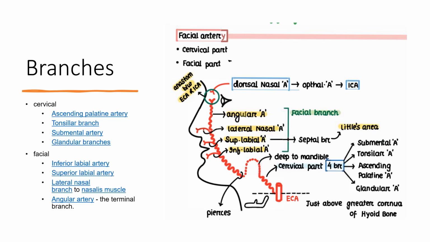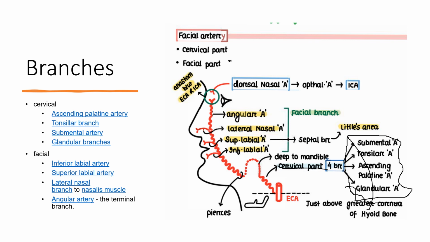We have 8 branches of this facial artery. First, we have the cervical branches, and then we have the facial branches. You can come to this diagram showing the cervical part here and the facial part here. In the cervical part, we have 4 branches: ascending palatine artery, tonsillar branch, submental artery, and the glandular branches. These are the 4 arteries coming from the cervical region of the facial artery. I am marking it in black. These all are the cervical branches of the facial artery.